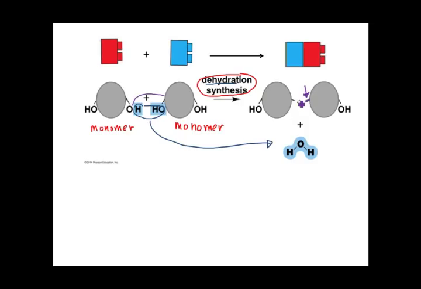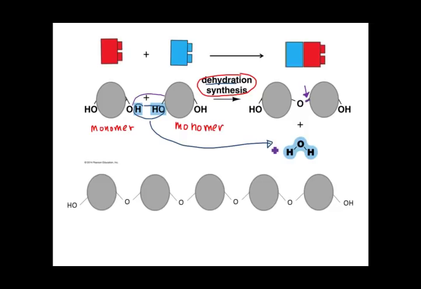Depending on what type of polymer we are talking about, the specific name for that new bond that is created by dehydration synthesis will be different. And for some of them we'll talk about what that name is. And then in the end, this would be a polymer.